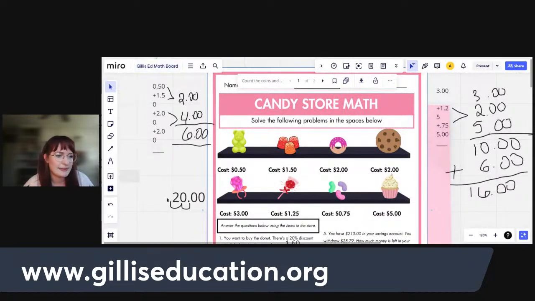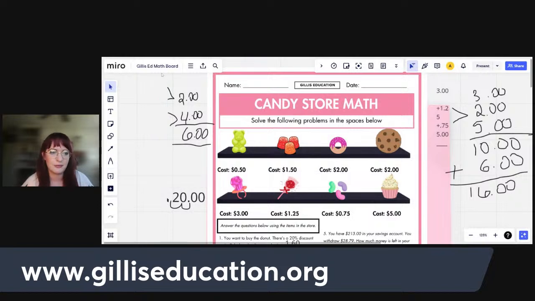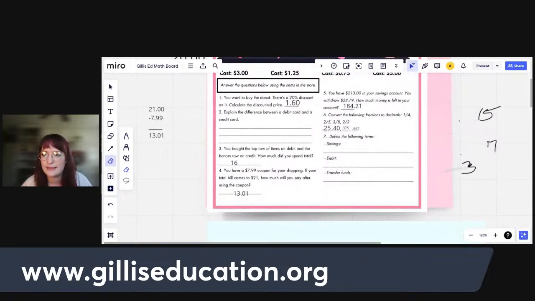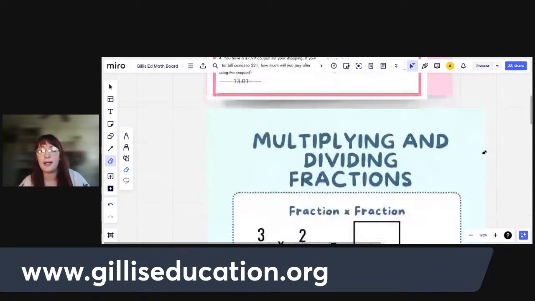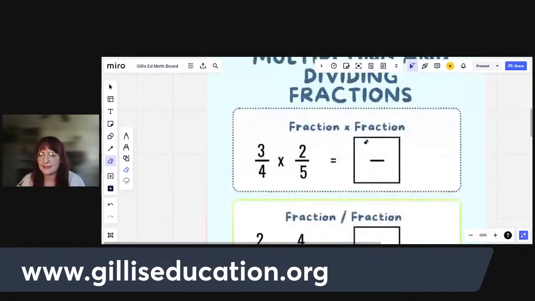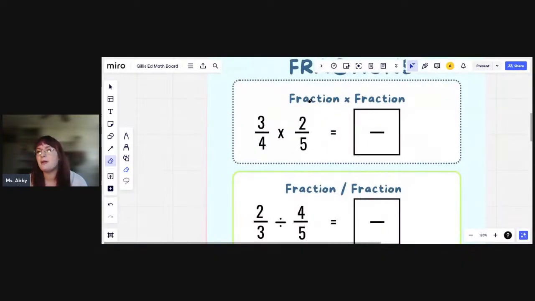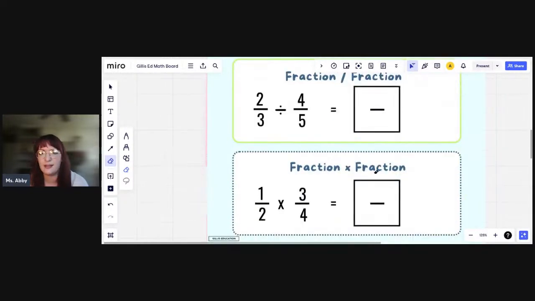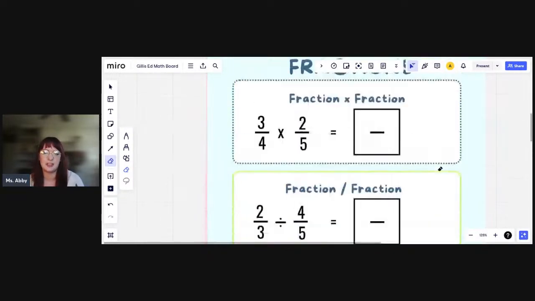So I'm going to erase all my work over here so that I can move on to the next worksheet. All right. That is good enough. Let's erase a little bit more. Now we're going to have multiplying and dividing fractions. So I have 2 different examples of this. I have fraction times fraction, fraction divided by fraction, and then another fraction times a fraction.